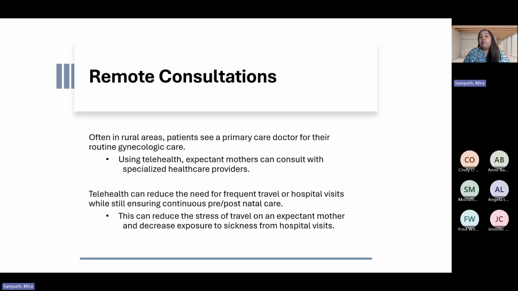Telehealth can also reduce the need for frequent travel or hospital visits while still ensuring continuous pre and postnatal care. So, this reduces the stress of travel on expected mothers and decreases exposure to sickness, obviously, from those hospital visits.